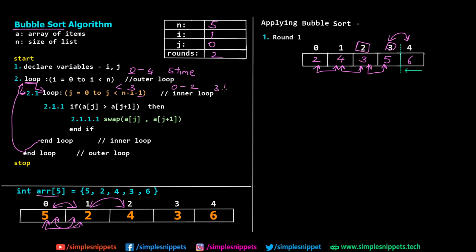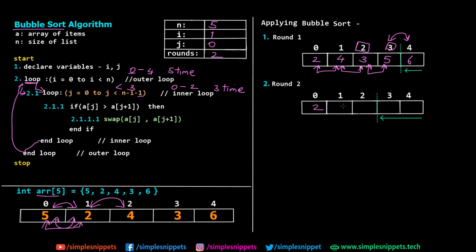Which means this time it will run 3 times. In the first round it was running for 4 times. In the second round it will run for 3 times. So let's do the round 2. Let me just write down 2, 4, 3, 5 and 6. And again inside this loop the same comparison is going to happen. So initially j is 0, a of 0 and a of 1 is compared.